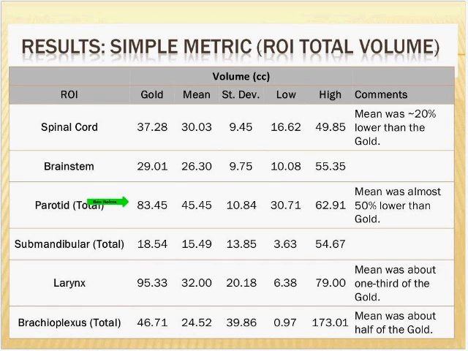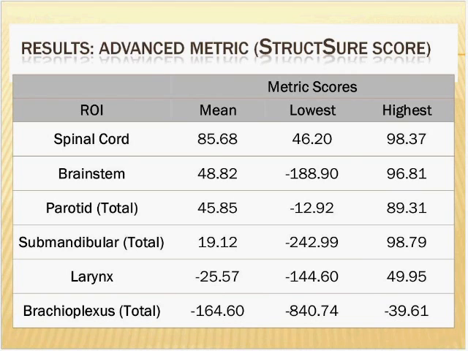The submandibular, one thing I'd like to point out here is that the standard deviation is almost the same size as the gold. So we're getting extremely variable just in volume alone. The larynx and the brachial plexus is almost going off the chart in terms of variability.